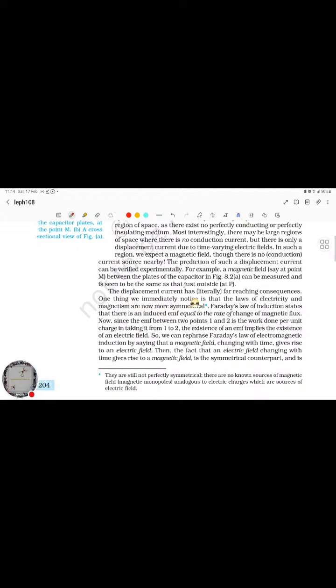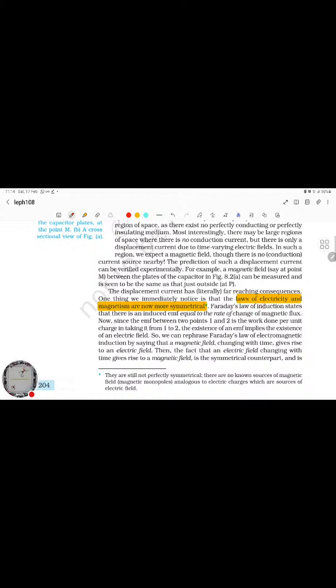The displacement current has literally far reaching consequences. So now, because of this displacement current, we have certain consequences. One thing we immediately notice is that the laws of electricity and magnetism are now more symmetrical. So what do we learn from this? They are saying that the laws of electricity and magnetism are symmetrical. They are saying that the two have now matched each other.